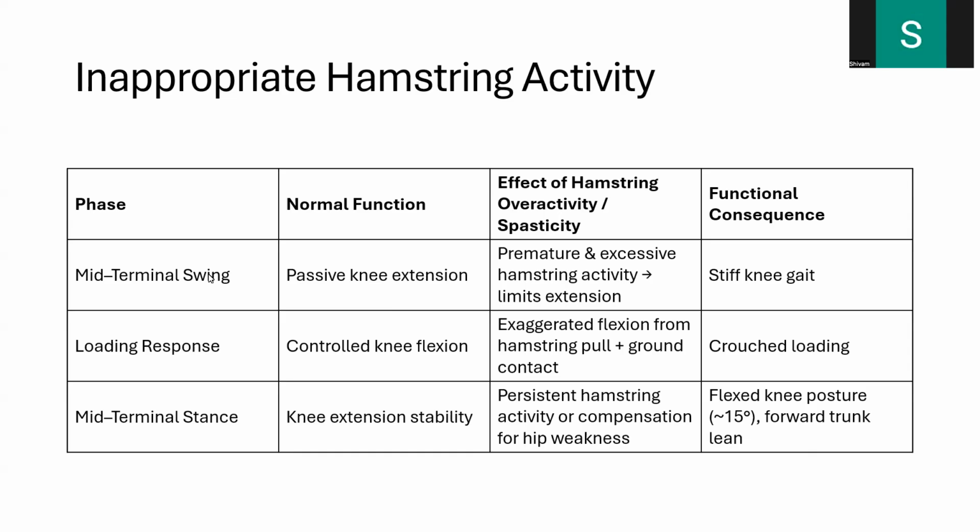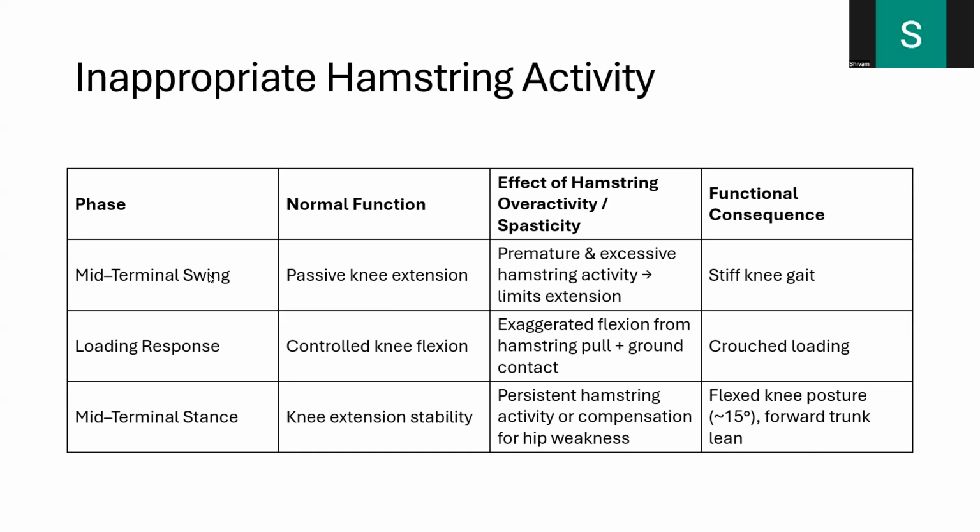In loading response, we know the normal function is controlled knee flexion. Floor contact adds to the ongoing hamstring pull, which causes increased knee flexion at weight acceptance. So the stability is preserved only by strong quadriceps activation and stimulation of primitive extensor synergy. So the patient may appear crouched, or excessive knee flexion is seen during the loading phase.